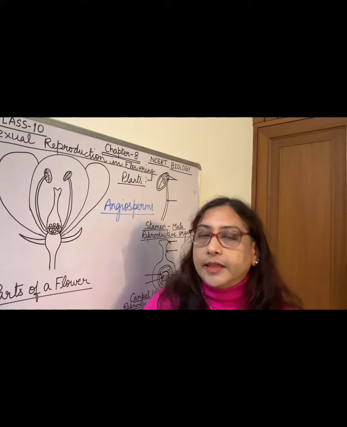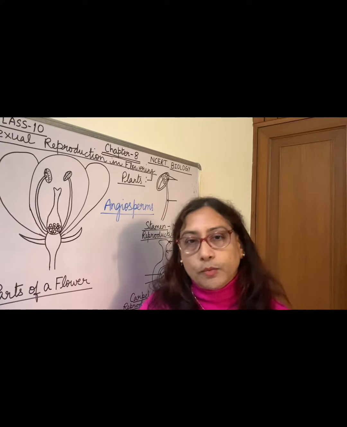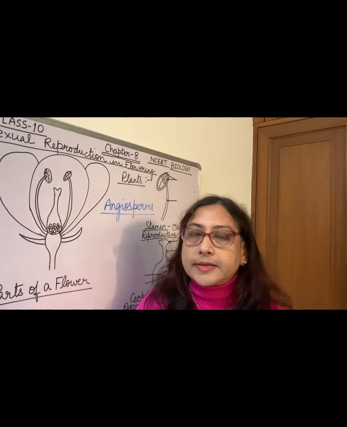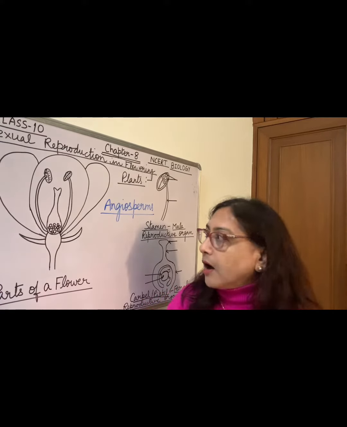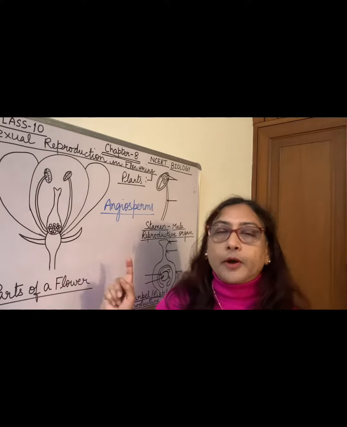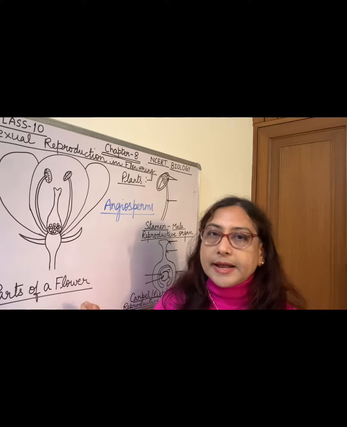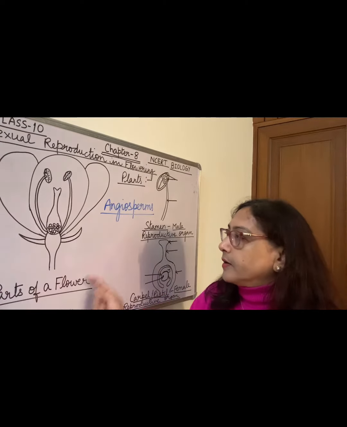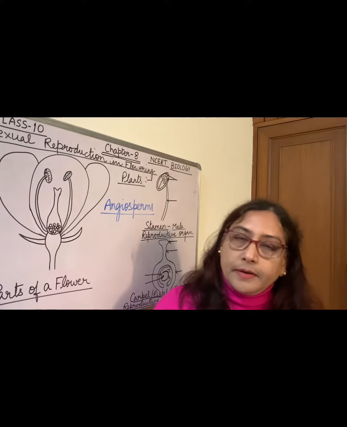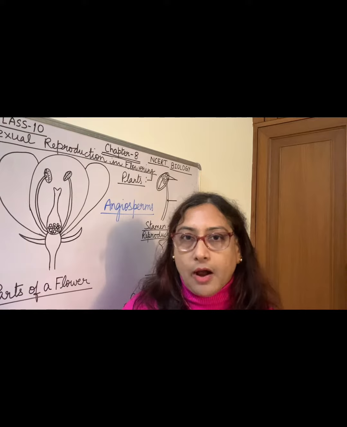But their form and structure is quite different from the humans. The sex organs of the plants are present in the part which is the flower. So the reproductive organs or the sex organs of the plant are present in a flower. Now, before we proceed, we should know the parts of a flower.